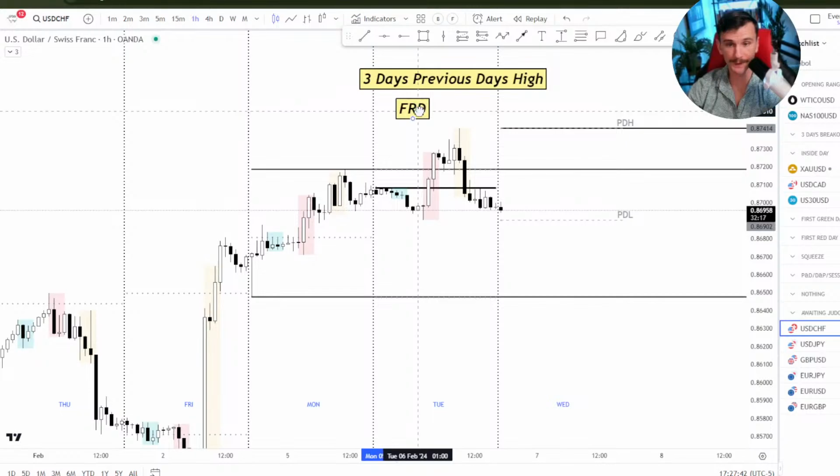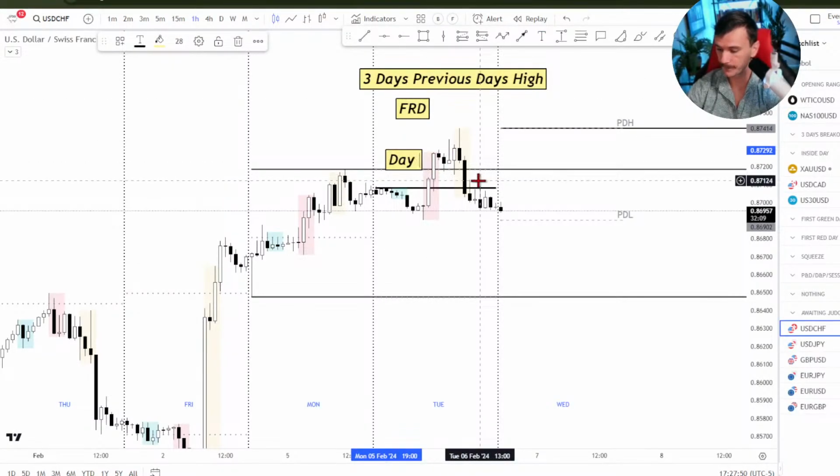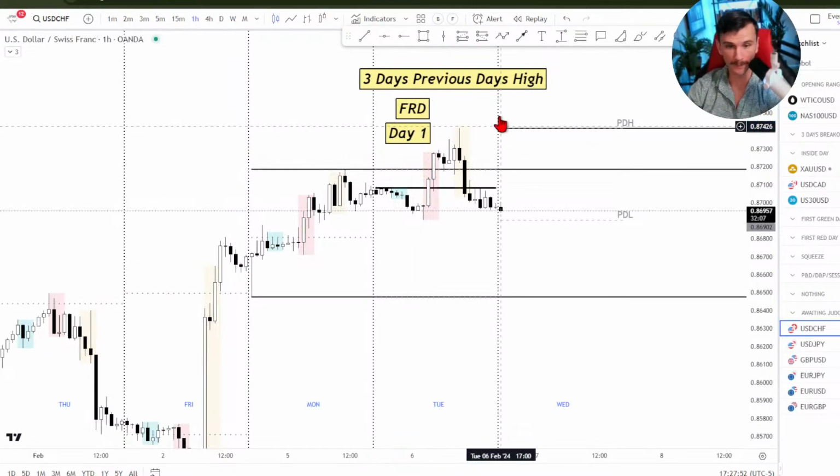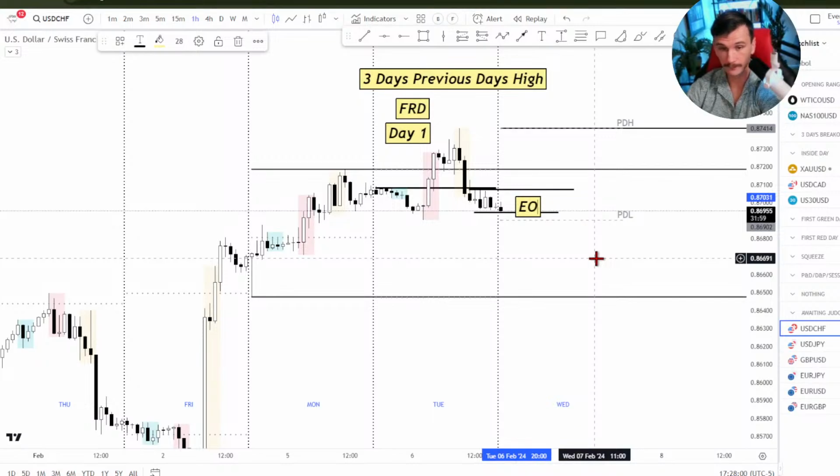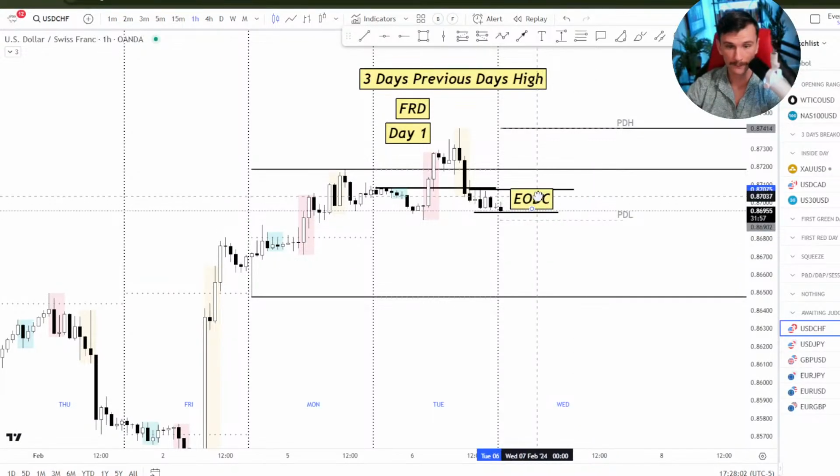Now let's talk about this. 3 days of breakouts, first red day. Also a day one 3-day cycle. So I'm going to mark off my end of day consolidation. Just like this. Let's talk about it. This was the breakout level.